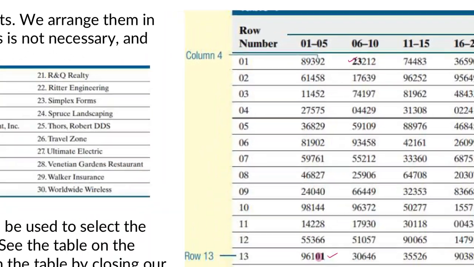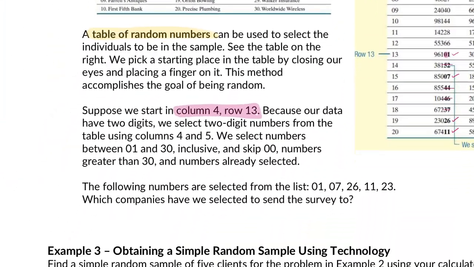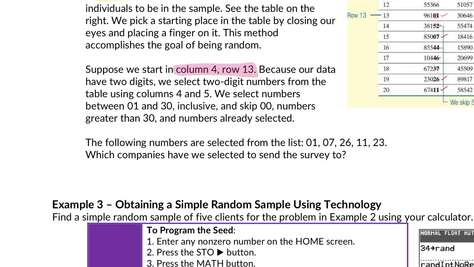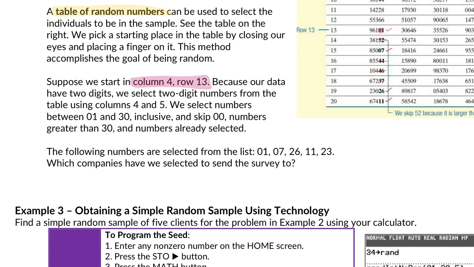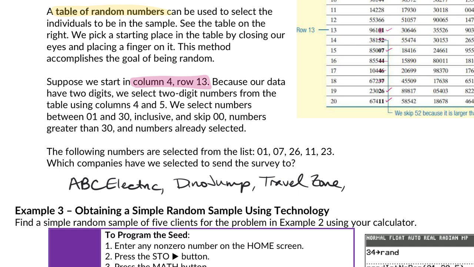So we have these numbers that we random sampled from our random table of numbers. 1, 7, 26, 11, 23, which means the companies we are sending the survey to are ABC Electric. How do I know this? Looking at the paper. Yeah, that's company number 1. What's company number 7? Dino Jump. What's company number 26? Travel Zone.